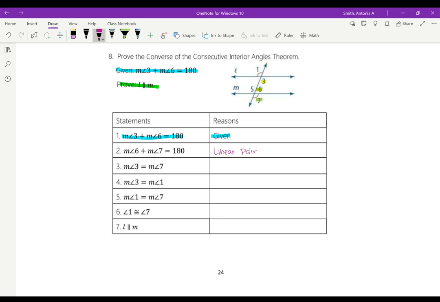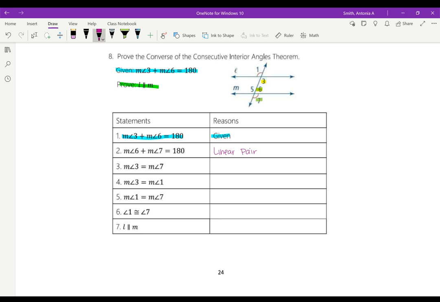That says the measure of angle 3 equals the measure of angle 7. So that's kind of a big jump. We have angle 3 plus 6 equals 180, and 6 plus 7 equals 180. So how am I able to jump to 3 must be equal to 7? Okay, well, I'm going to do a little bit of equation work on the side here.